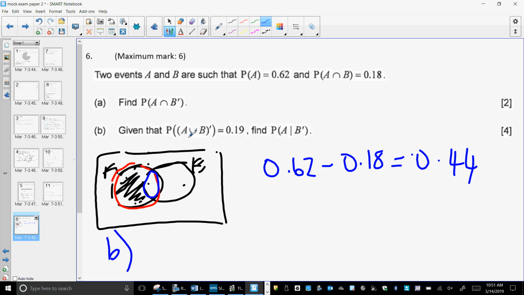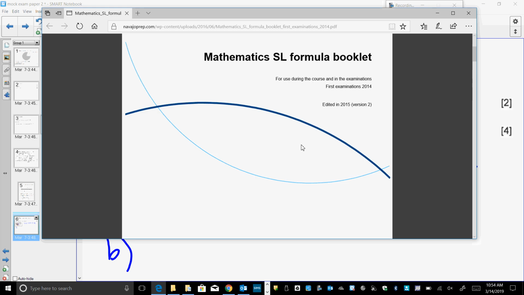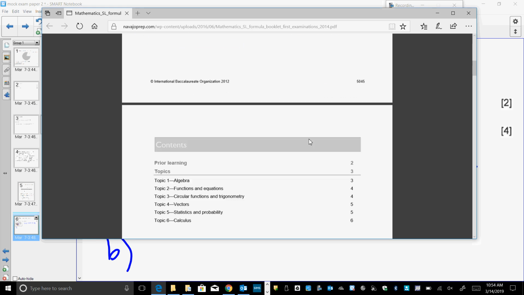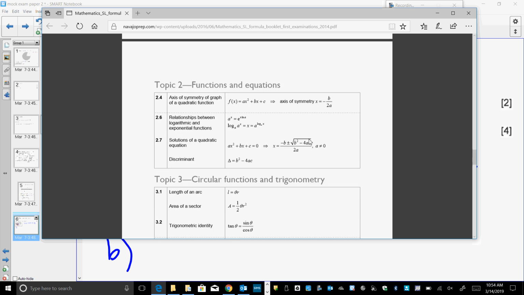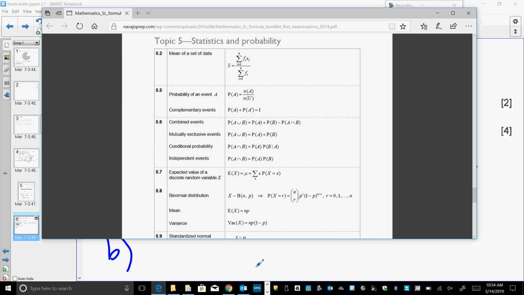B. Given that P(A union B complement) is 0.19, find P(A) given that B dash has happened. Okie dokie. Okay, so I'd suggest we probably need to be looking at the formula booklet. What have we done there? I think it's called this one. Okay, here we go. We're looking for probability. So let's snip this bad boy, so we've got it where we want it.